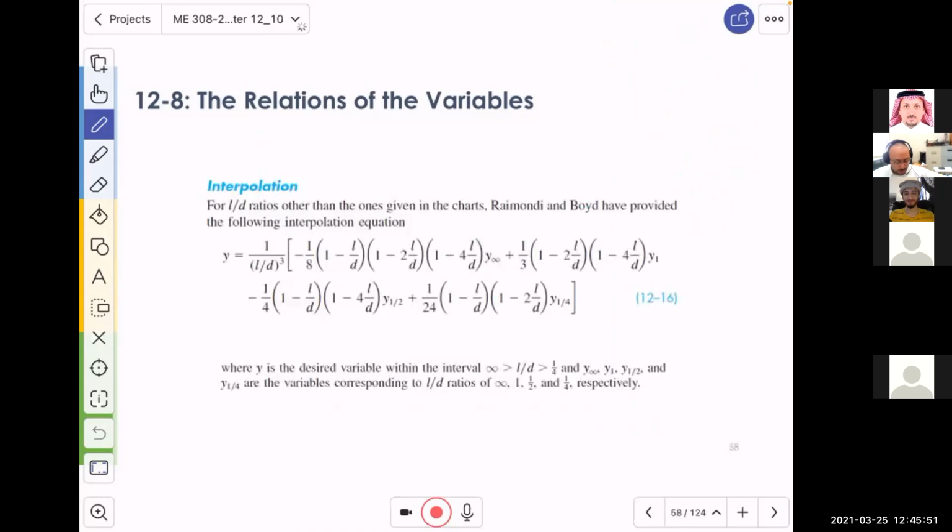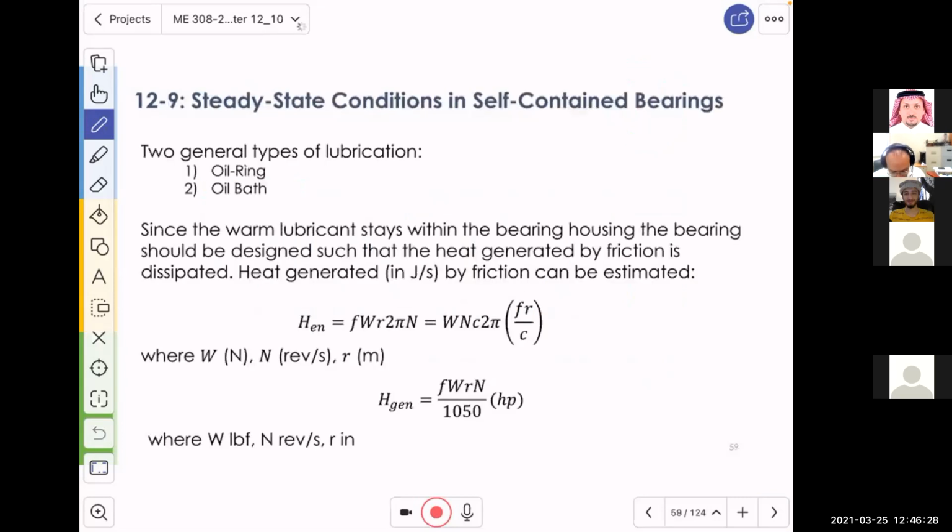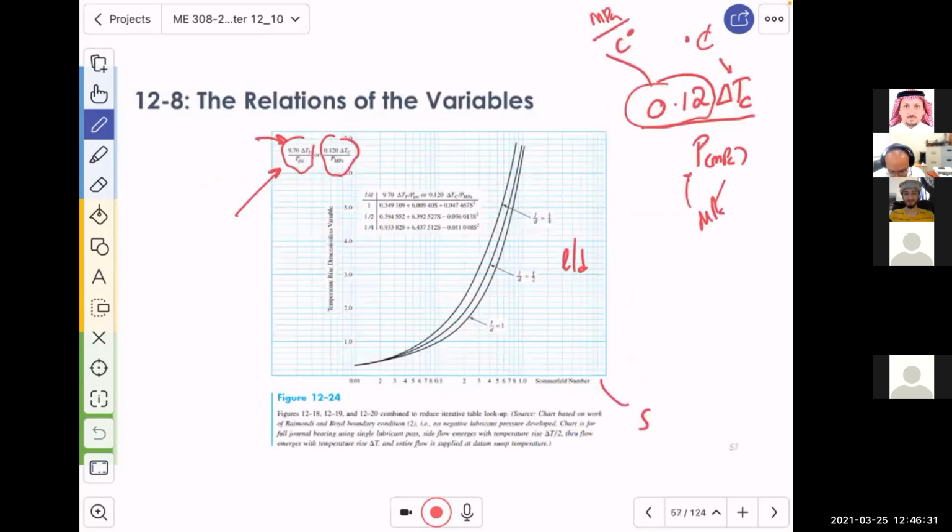Now, what is important, ya shabab, is that Raimondi and Boyd, for all of their charts, gave us an interpolation function. That interpolation function can be used for any instance if you have a ratio L over D other than the one provided in the curve. I doubt that you will use this one. We will mostly stick to L over D, which is provided in the curve, but this is something good for design purposes.